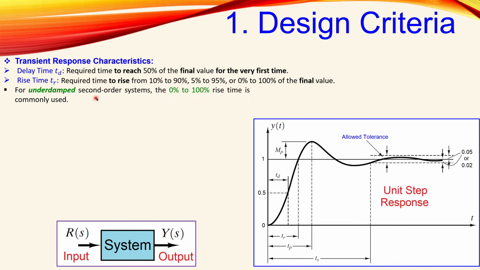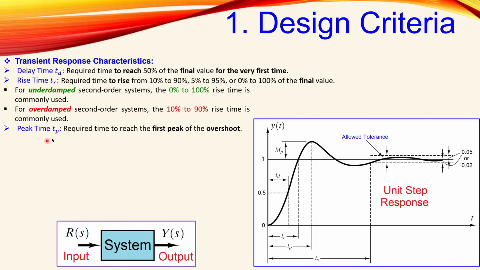Now for underdamped second order systems, this is most often used. That's actually why you also see this here, the TR. But for overdamped systems, or where you don't have this overshoot, most of the time it is used between 10% and 90%. So it really depends on how your response is looking. The peak time is the required time to reach the first peak of that response. So the first peak here, that's the TP.